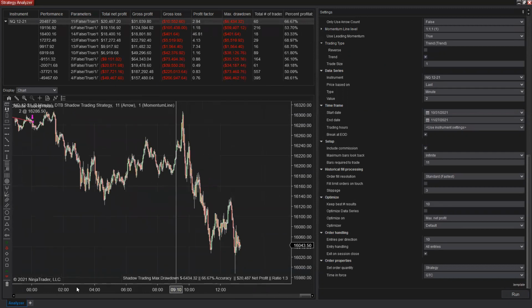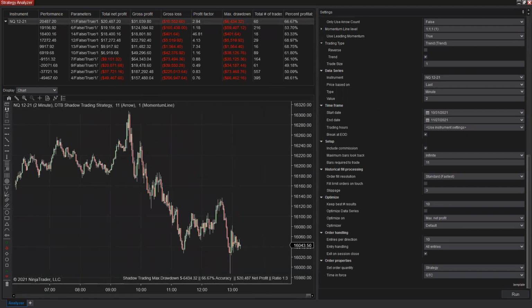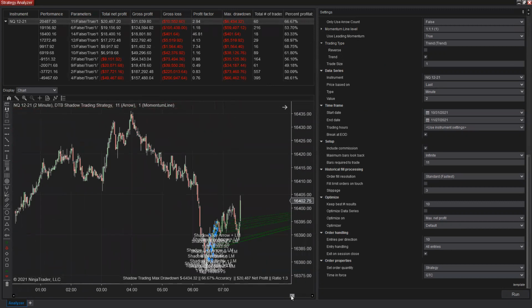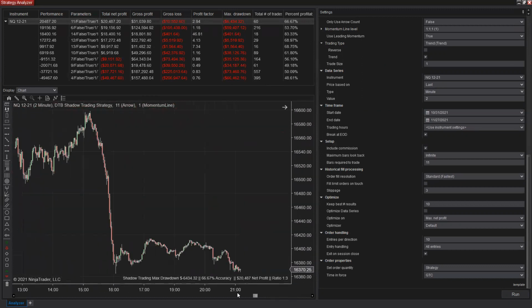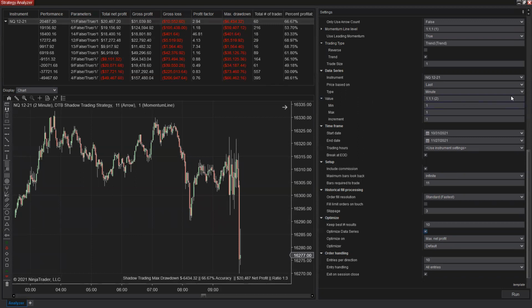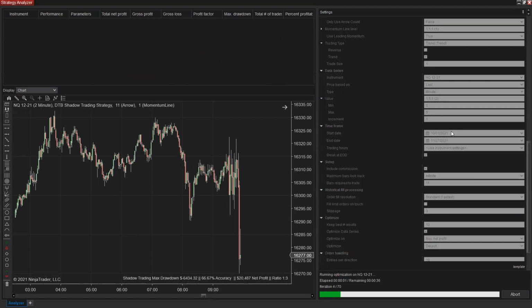So with this specific strategy, the shadow trading strategy, you can actually have multiple entries per direction that'll act on those arrow counts. So you'll notice some will be successful. I'm just trying to get an optimization over here. Let me just do something with a data series, just so we can see what we can find to be working over this period.